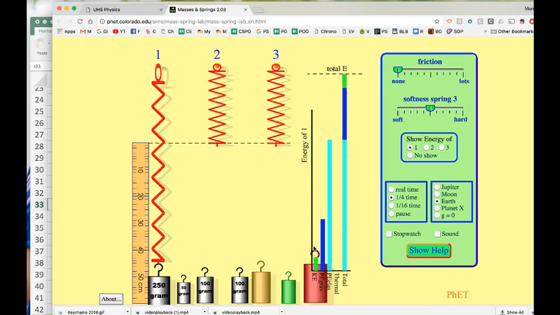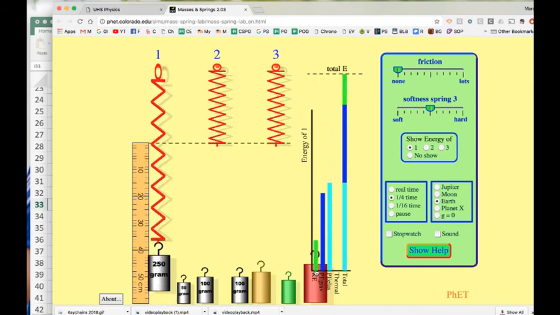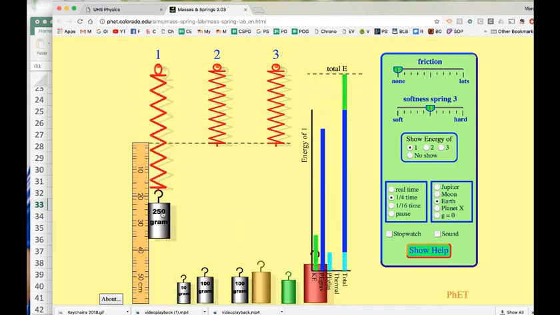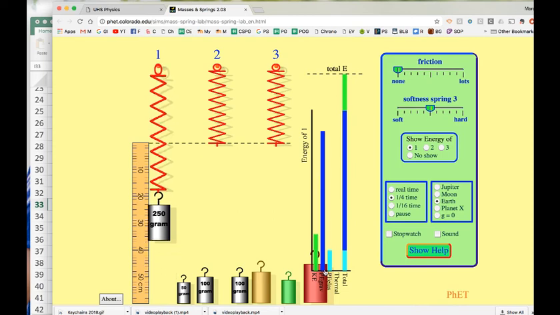As it goes down, its kinetic energy increases, and then when it gets all the way to the bottom, the kinetic energy goes back to 0 again. Kind of watch that for a little while. Watch this thing and see how much kinetic energy it has at any given moment. Let's skip this one for a second.